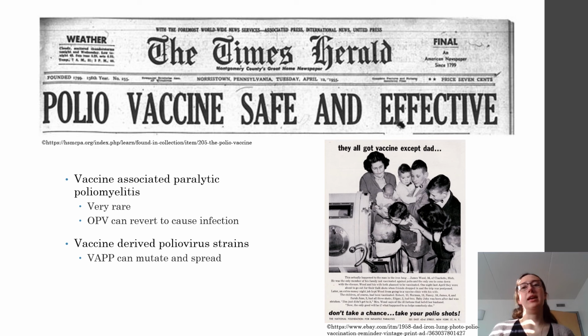This is because it is a live attenuated vaccine, so that live virus can actually revert and cause infection. And these strains that have arisen from the polio vaccine can mutate and spread, leading to more cases of polio, leading to outbreaks. However, this is very, very rare, and it does not occur with the use of IPV, the inactivated polio vaccine.